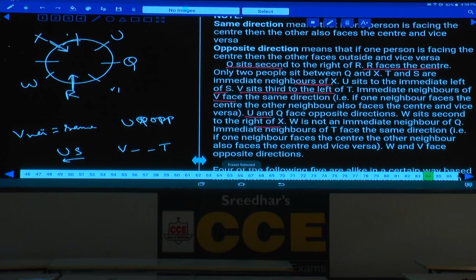And who will be at this place in between Q and U? S will be here. If S is here, and this will be T. And if S and T were there, then who is the person left over here? V is the person left over.